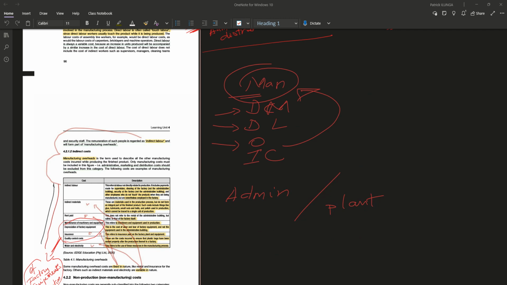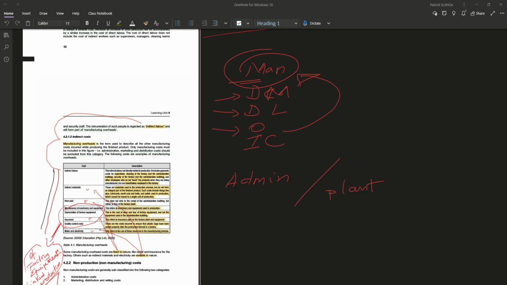So here is my encouragement for all of you to go again and have a read by yourself and make your own notes, but I have provided some clarity on the distinctions between the different costs. Let's also now look at those indirect costs, right? Those manufacturing overhead. What are they?